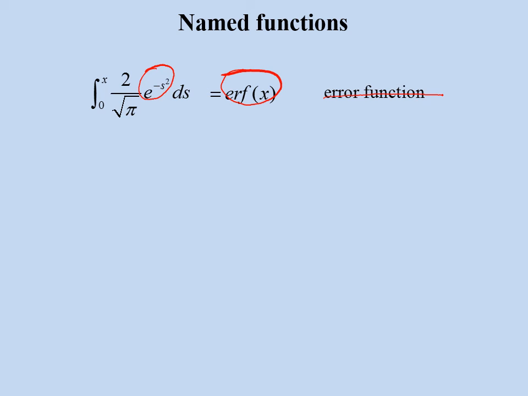Now that's if it has this. Let me just point out the problem that we just did was the integral from 0 to x of e to the negative s squared ds. Well, you can see if there was a 2 over root pi here, there would have to be a root pi over 2 here. Which would make this root pi over 2 times erf x.